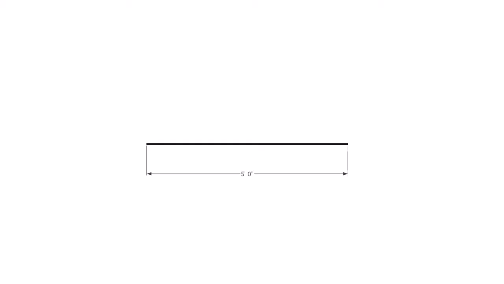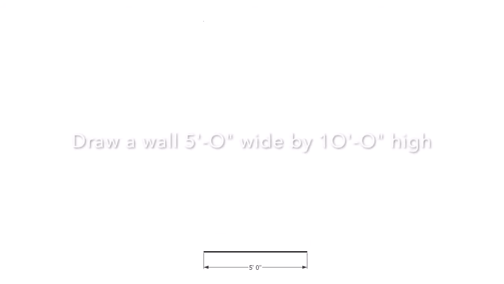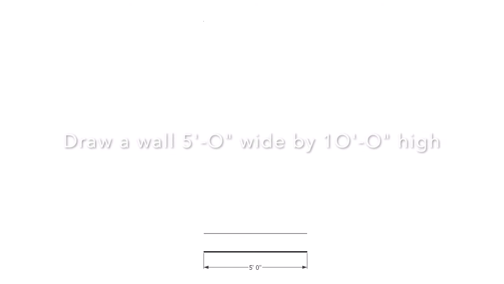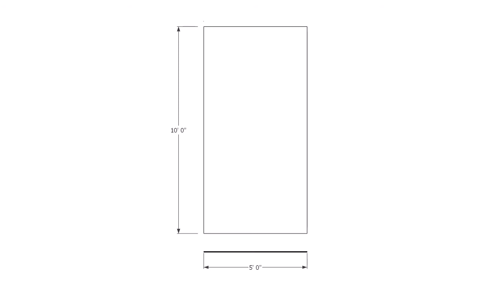Let's move on and draw some elevations. Here we have a 5-foot wall that you might see on a floor plan. All right, let's draw a front elevation in 1/2-inch scale. This wall is 5 feet wide by 10 feet high. You'll use your T-square and your triangles. And you'll also include the extension lines, the dimension lines, and the measurement.